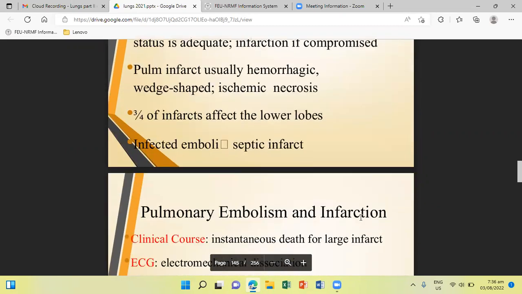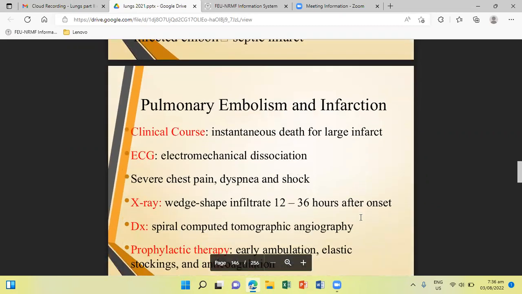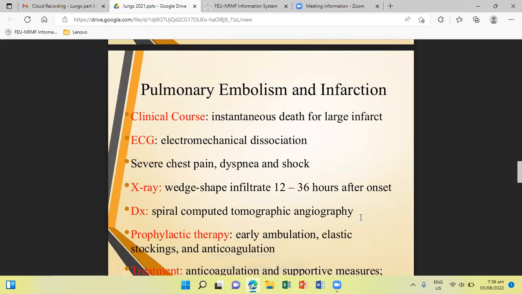So how do we diagnose the disease? If it is a large saddle emboli, it may lead to instantaneous death. ECG may give you electromechanical dissociation. As for the clinical course, usually there is a large pulmonary embolus, as I have said, with the emboli usually coming from the deep leg veins.